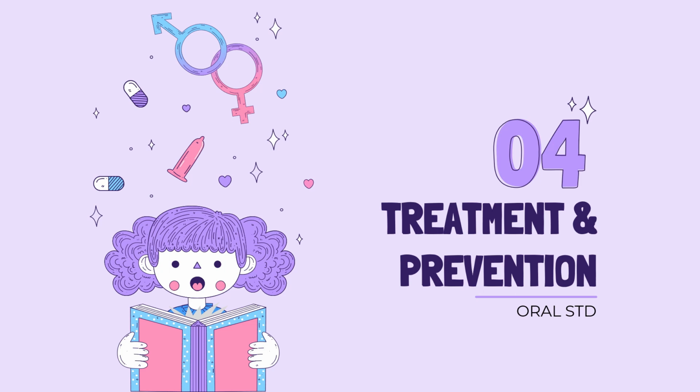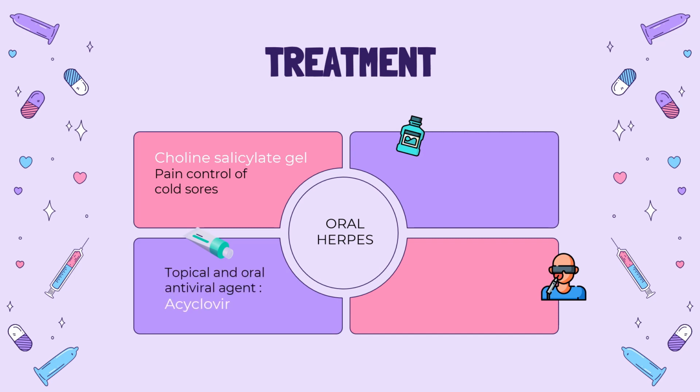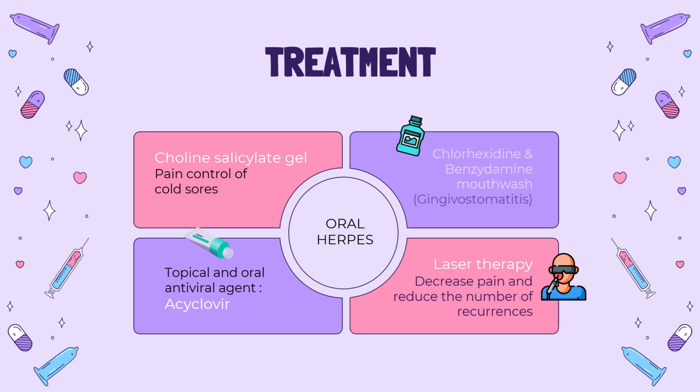Treatment and prevention of oral STD. The treatment of oral herpes: the first one is choline salicylate gel. It is used for pain control of cold sores. Number 2, topical and oral antiviral agents such as acyclovir. Next, laser therapy. It is used to decrease pain and reduce the number of recurrences. And lastly, chlorhexidine and benzydamine mouthwash. They are used to treat gingivostomatitis.